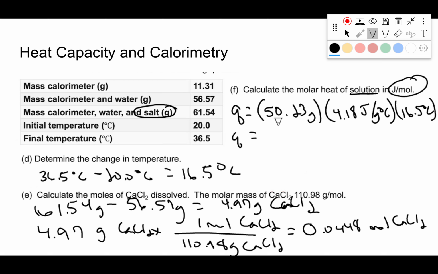So my Q is going to be, I need 4 sig figs, 3 sig figs, 3 sig figs. My Q is going to be 3,460 joules.